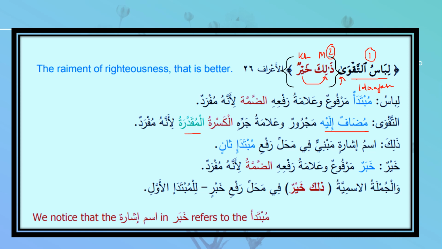Dhalika is ism al-ishara, mabni, in the position of raf, mubtada thani. Khabar is marfu' with a dhamma and it's mufrad. And the jumla ismiya dhalika khayrun, the whole jumla ismiya, is coming as khabar raf lil mubtada awwal. So this is your last example on jumla ismiya. Now we will do examples on jumla fi'liya.